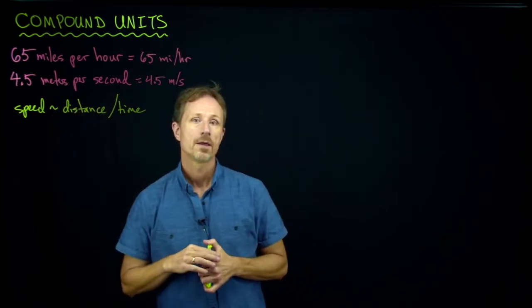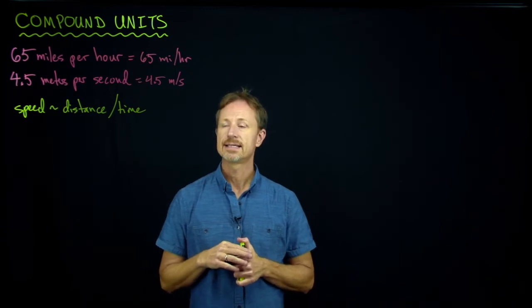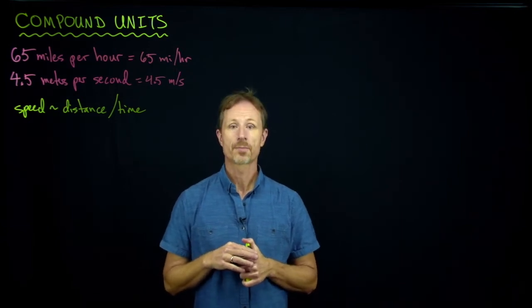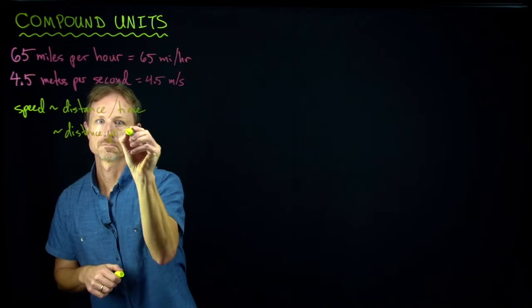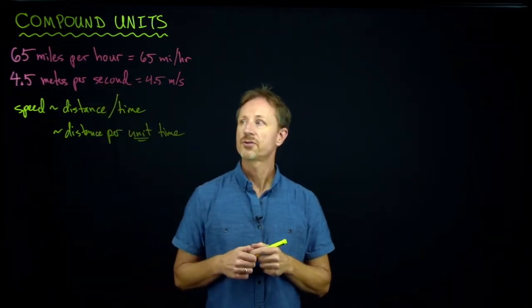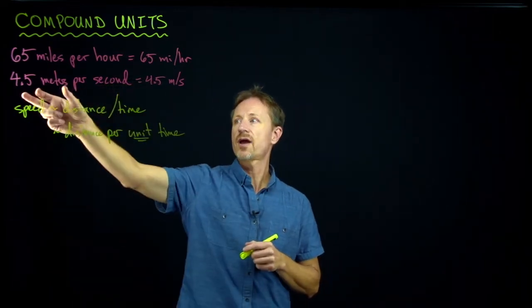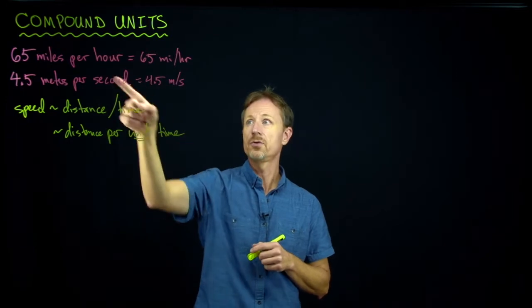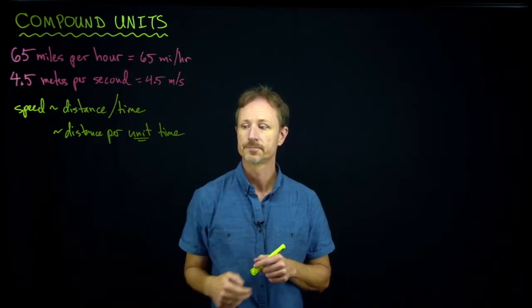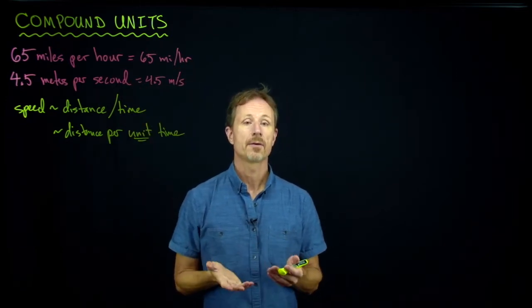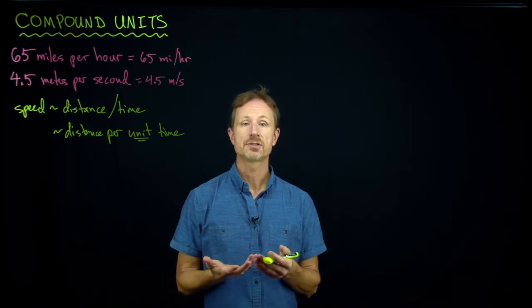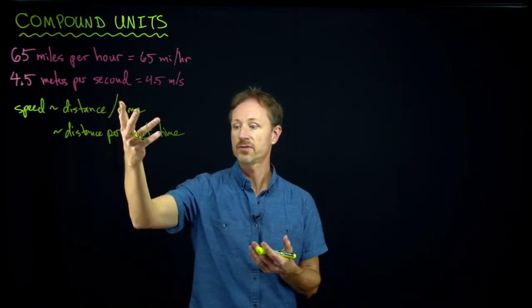Okay. You will often hear physicists say distance per unit time or length per unit time. That just means this is the distance that's traveled per unit of time, where my unit is an hour here or a second here. Speed is a compound dimensionality. That is, it's a combination of fundamental dimensionalities, distance and time.